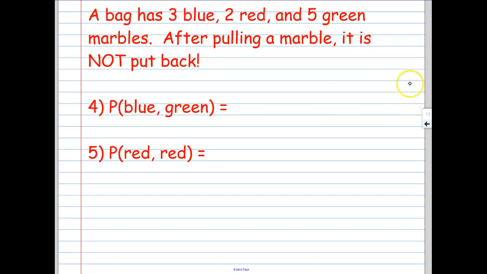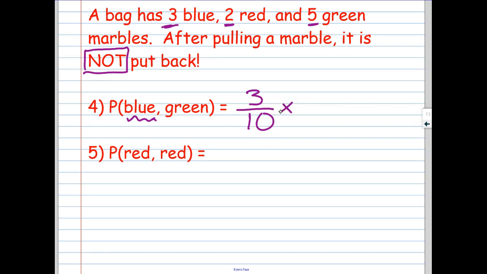Okay, go ahead and pause and copy this down. A bag has 3 blues, 2 reds, and 5 green marbles in it. After pulling a marble, it is not put back. So what is the probability of getting a blue? Well, there are 3 blues out of how many marbles? I just need to add all my marbles together. 3 plus 2 plus 5 is 10. So my probability of blue is 3/10.